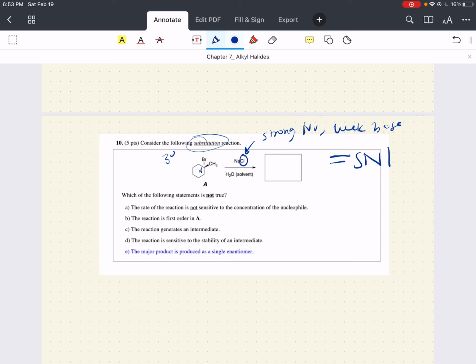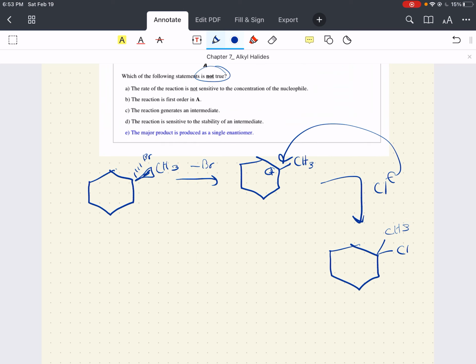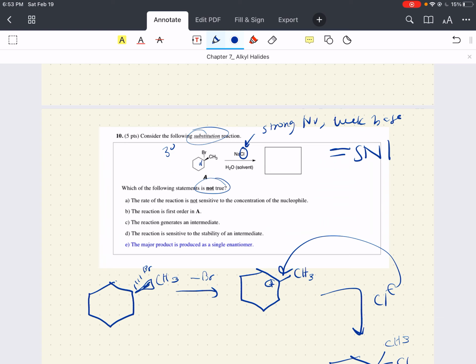All right, let's draw this really quickly, just so we know what it looks like when it happens, and then we'll read through the options and see which of the statements is not true. Bromine leaves first, and we form this tertiary carbocation. Beautiful, no rearrangement here. And then we have our chlorine come in and attack the carbocation, adding chlorine here. We get a racemic mixture of this, so we get enantiomers. Perfect. Let's read these and see which one is not true.